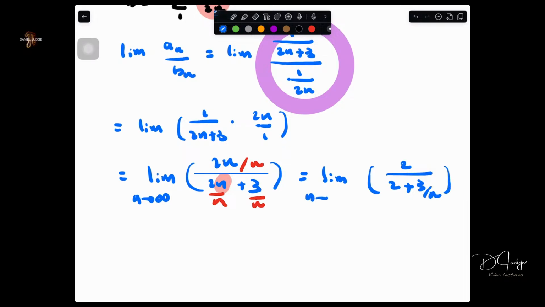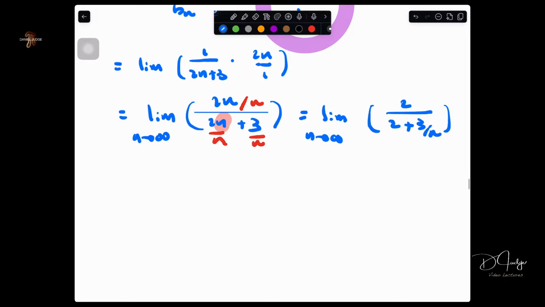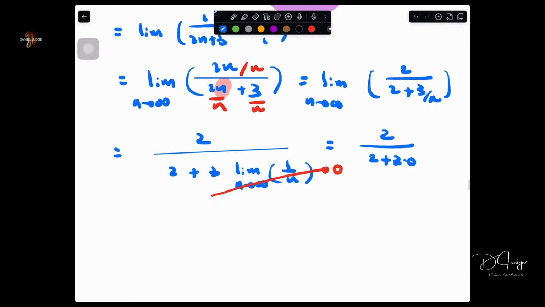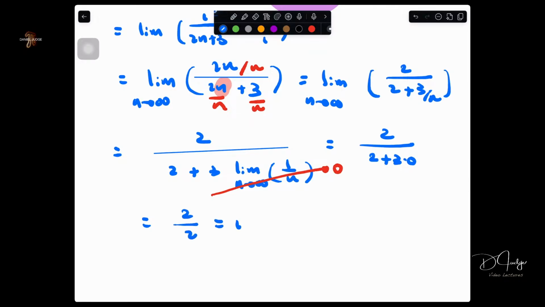So this is as n goes to infinity. So by properties of our limits now, we get 2 over 2 plus 3, limit n goes to infinity, 1 over n. And now this limit is 0. So we get 2 over 2 plus 3 times 0, or simply 2 over 2 equals 1.